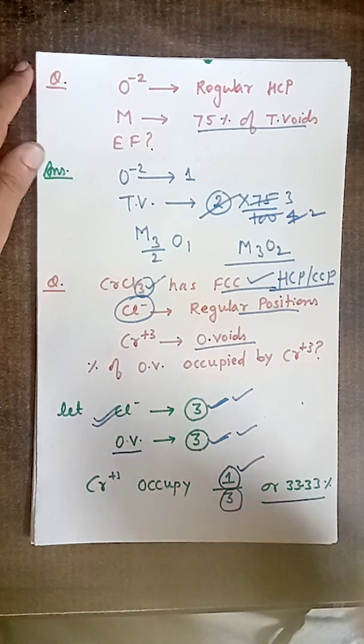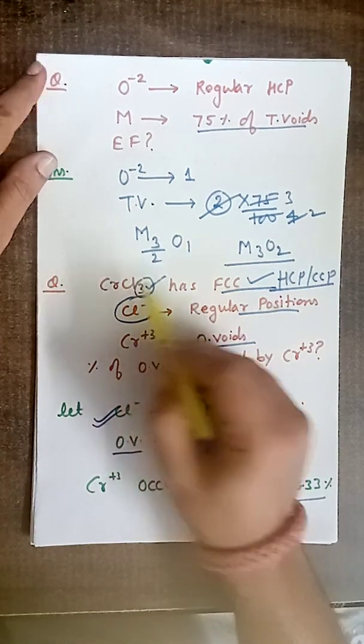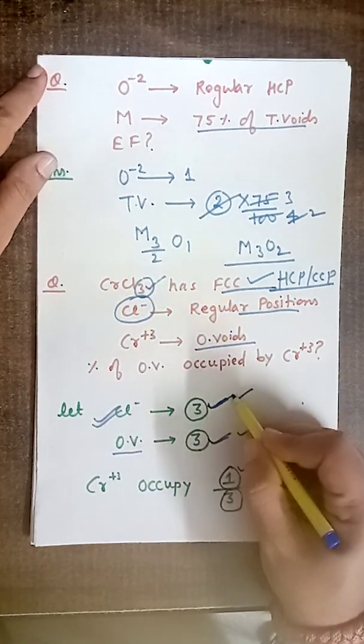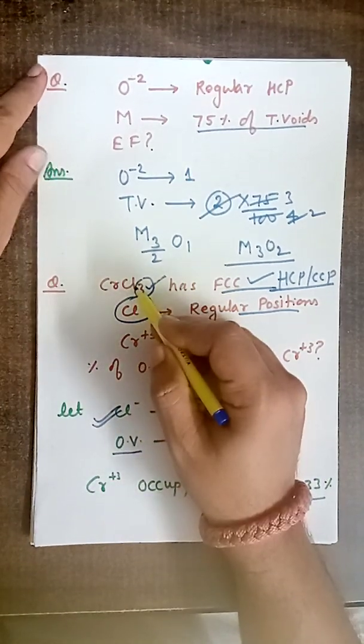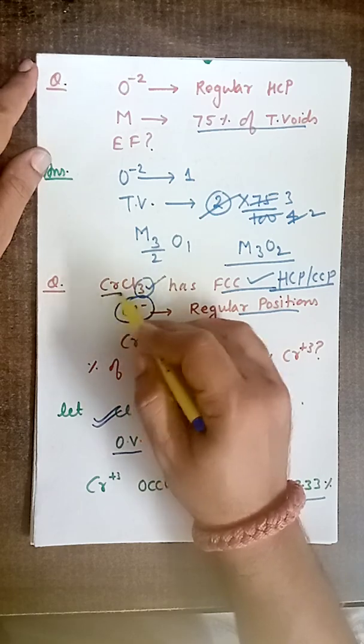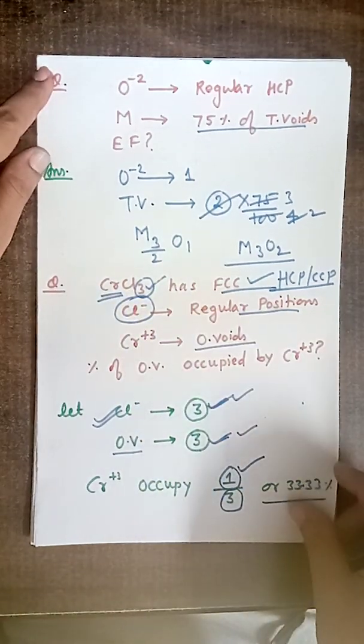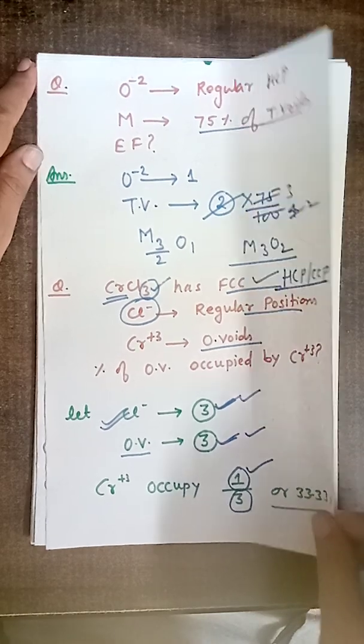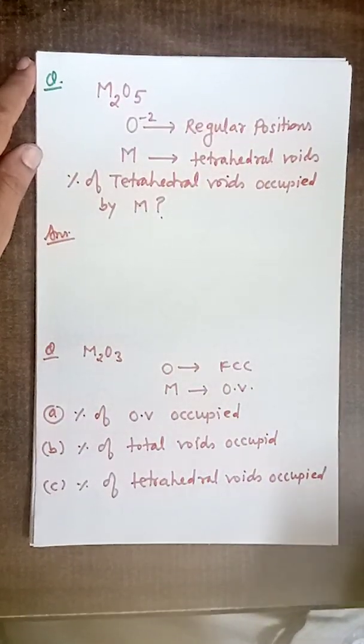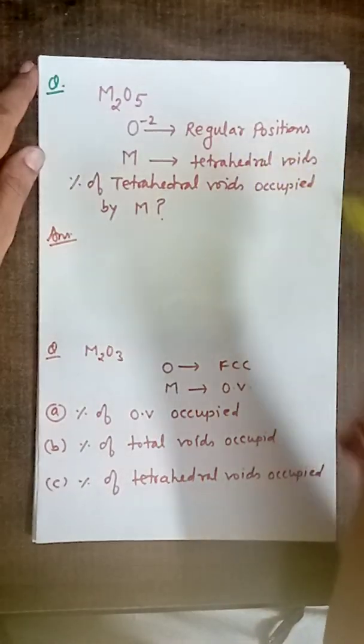I repeat, as per the formula there are 3 chloride. Here also we have selected 3 chloride. If there are 3 chloride, there must be 3 octahedral voids, but the number of chromium is only 1. Therefore it is 1 out of 3 occupied, or you can say it is 33.33% voids occupied.